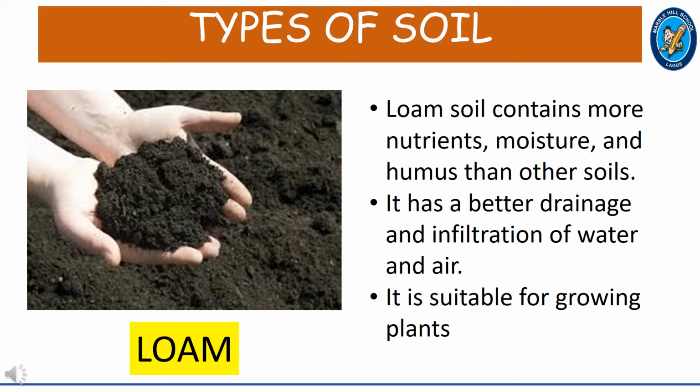It contains more nutrients, moisture, and humus than other soils, and this makes it the best soil for growing our plants. So, loam soil is dark brown, it almost looks like black in color.